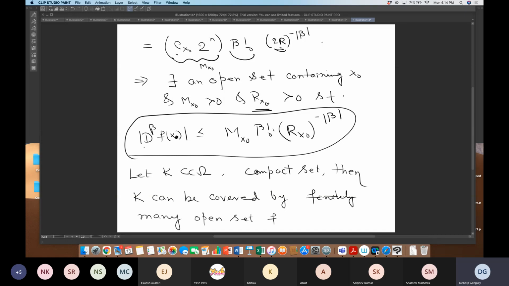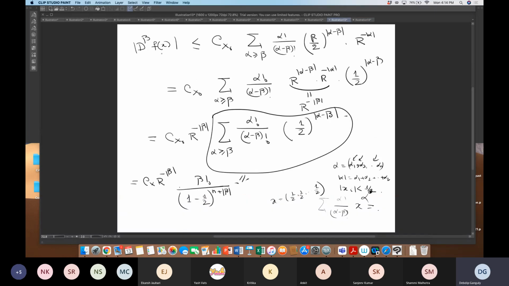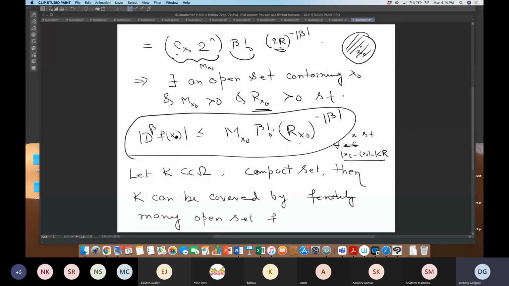Sorry, this is f(x). This holds for every x, you can say for all x such that |x - x₀| is less than r. So this estimate holds for every point x₀ around the open neighborhood containing the point x₀. So we start with Dβf(x). Dβf(x) is less than this, but of course it depends on the reference point x₀.